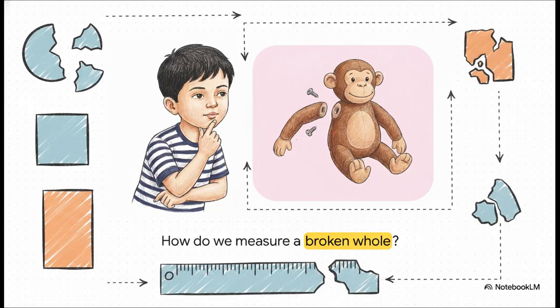So check out this toy monkey. It's missing an arm, right? Well, it's actually a pretty perfect metaphor for a really fundamental question. What happens when a whole is broken into parts? A complete object is super easy to count. Boom, that's one whole. But when the physical world doesn't line up perfectly with those neat whole numbers, we have to invent ways to measure the fragmented and the partial.